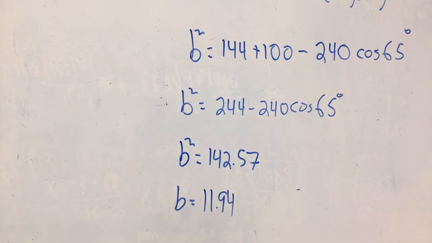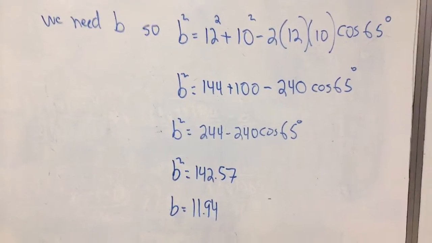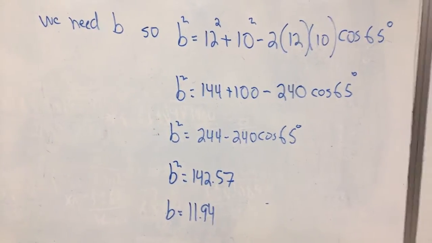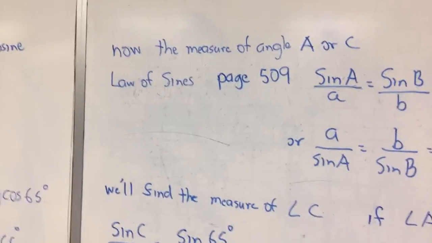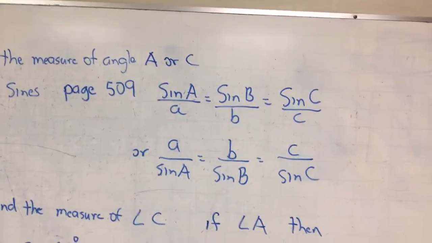To solve this triangle, I need to solve for at least one more angle, and then I'll just subtract the 2 that I have from 180, and that'll give me the 3rd one, right? Of course. Now, the law of sines will help you do that. That's on page 509.